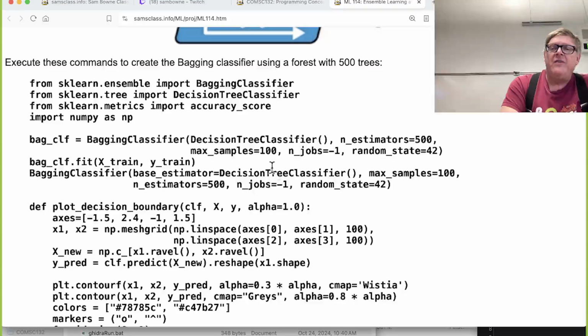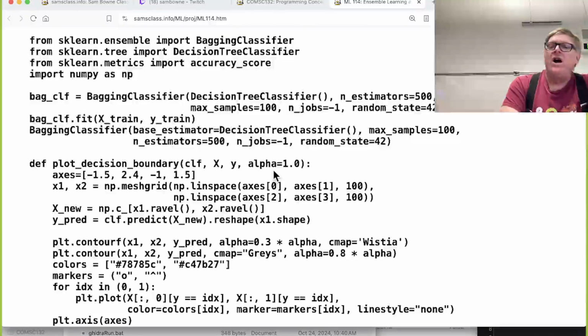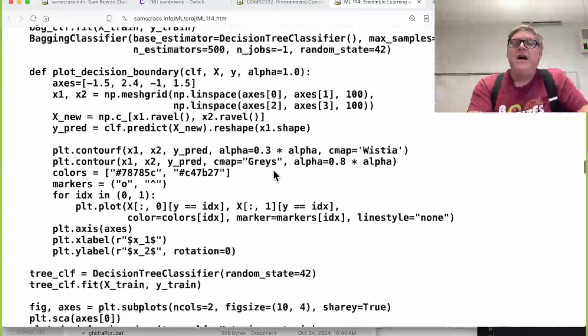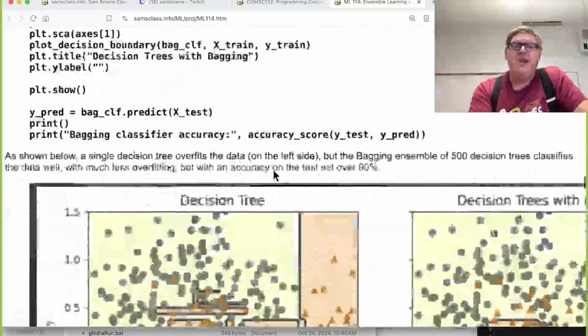So we're going to make a forest with 500 trees, and we're going to pick a random 100 of the training elements for each one. So they get trained on different data, and therefore they'll come out different, hopefully independently different, and then you combine them together.